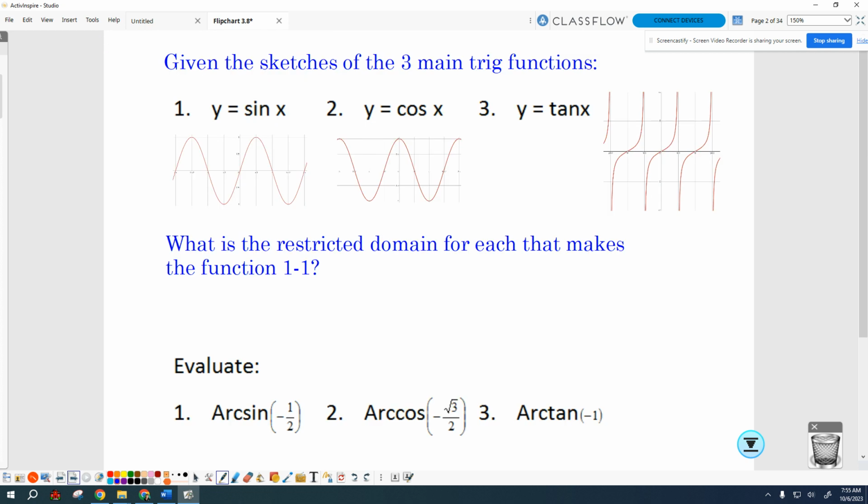Just quick to go through these. We did domain restrictions for trig functions during the first week of review. For sine inverse, we want to choose a region that gives me all of the y values from -1 to 1. So sine inverse is restricted from -π/2 to +π/2, inclusive.